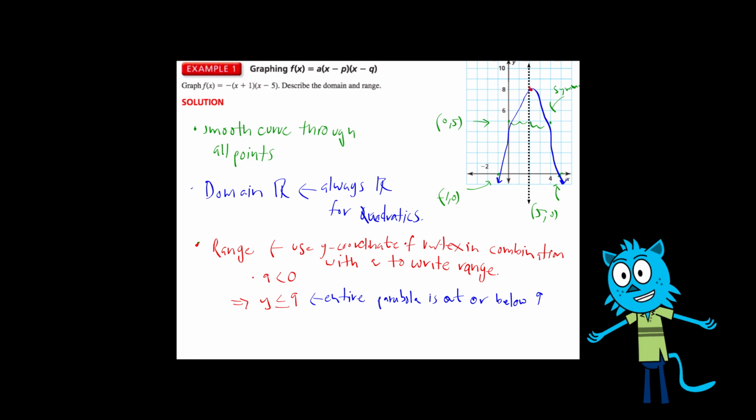So that's the one that we want to use to write the range. Now, since a is less than 0, it has to be less than or equal to 9. So the range, just like it's written here at the very bottom, is y is less than or equal to 9. And one way to look at that is that the entire parabola is below that point, below that vertex.